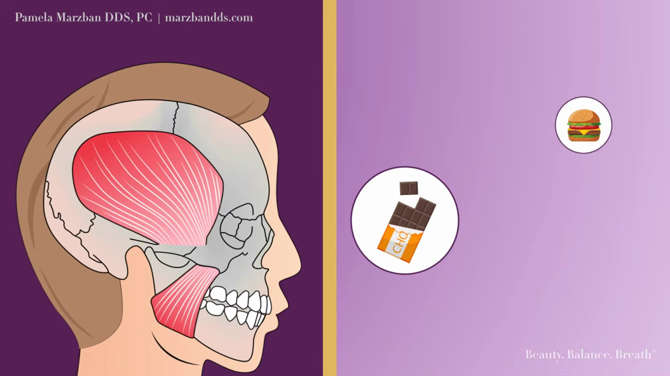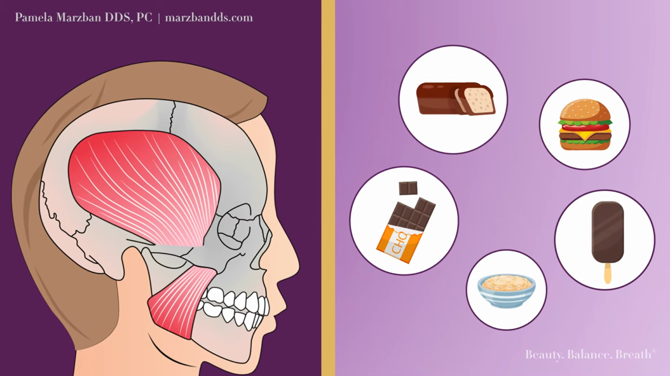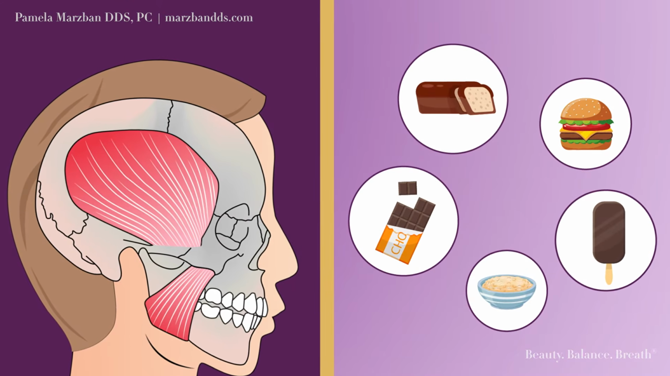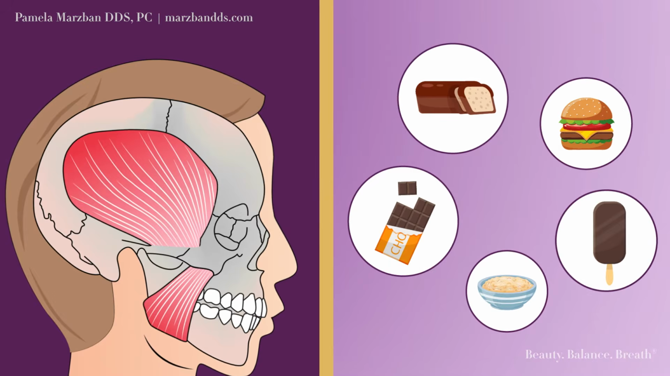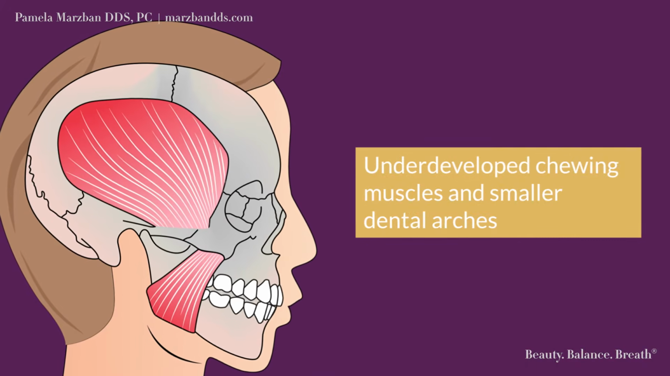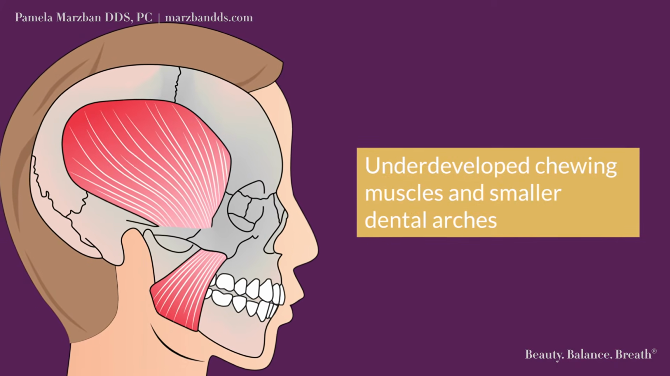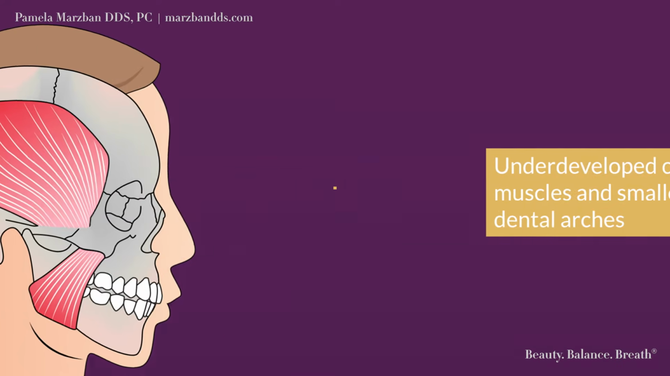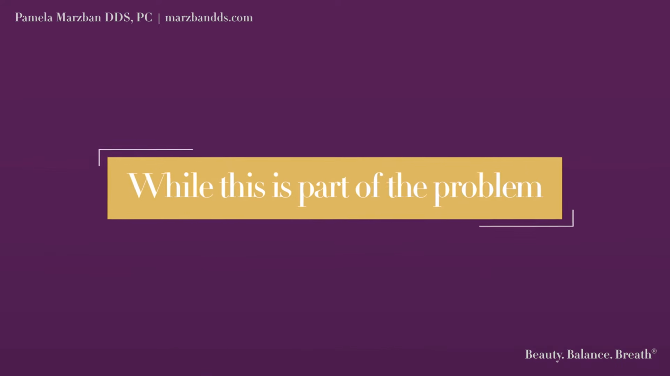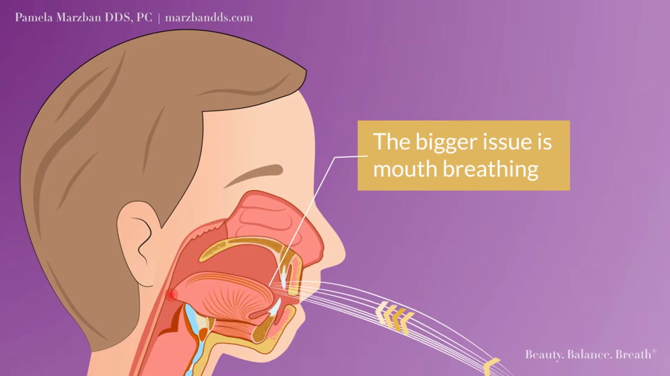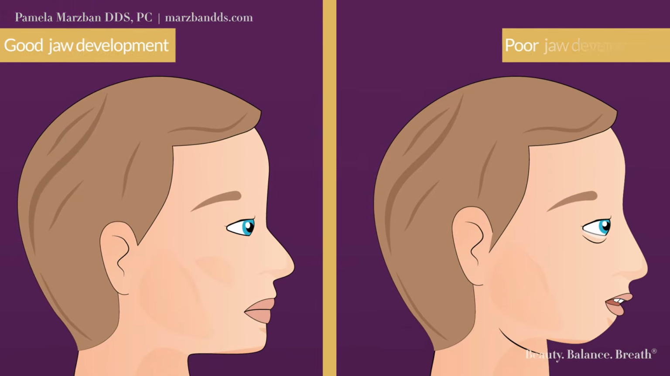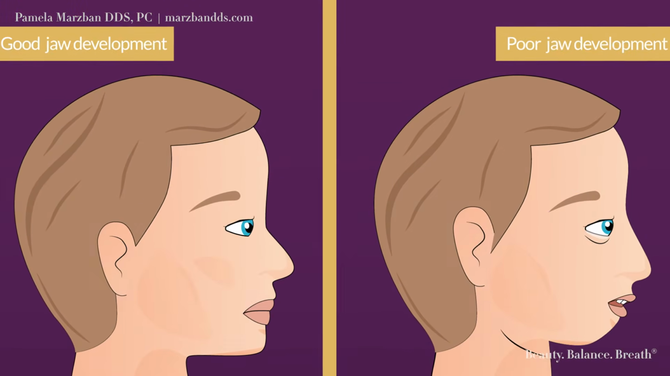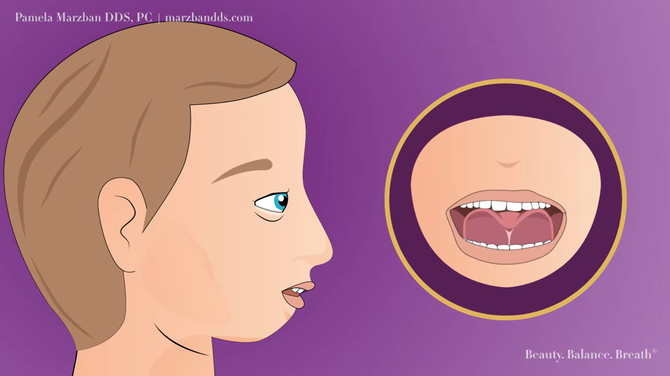Several factors contribute to this change. Some believe this is due to the poor nutrition and softness of modern diets, causing toddlers to have underdeveloped chewing muscles and smaller dental arches. While this is part of the problem, the bigger issue is mouth breathing, and mouth breathing is due to chronic allergies and/or tongue ties.